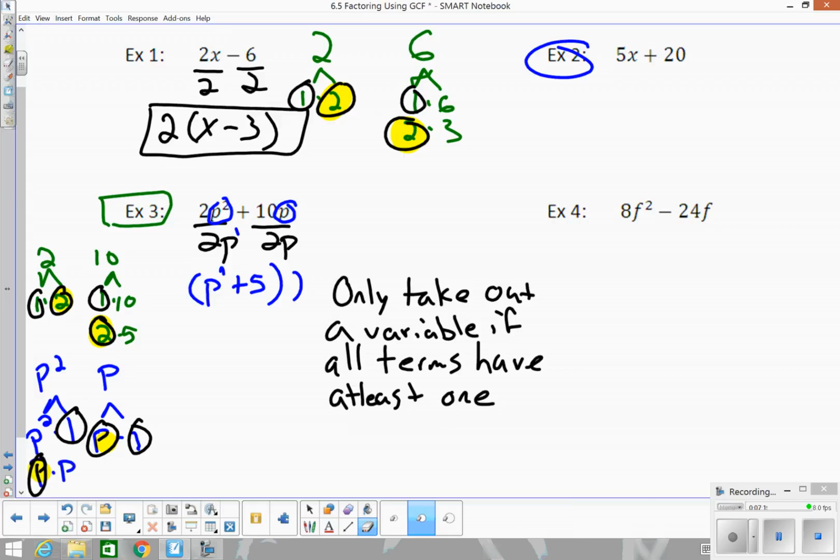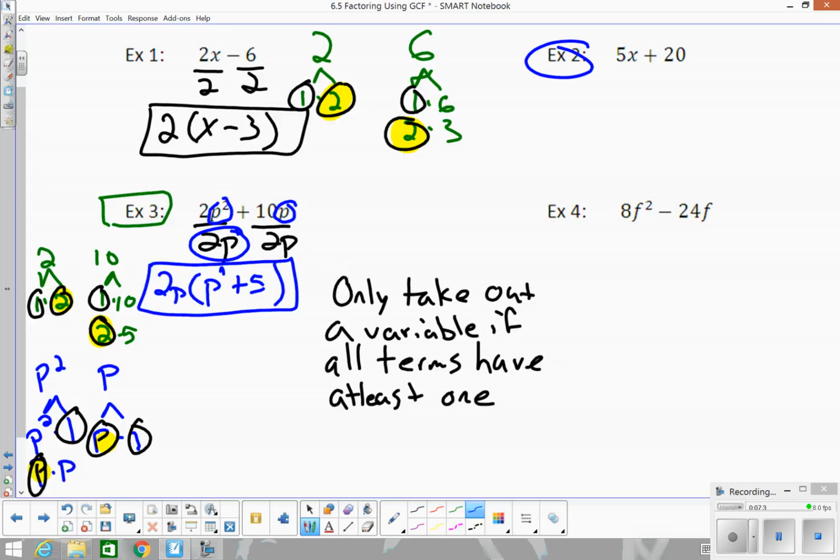So let me erase that. Okay, so now what I'm going to put on my outside is my greatest common factor, which is 2p, and that is my factored form. Go ahead and try example 4 on your own.